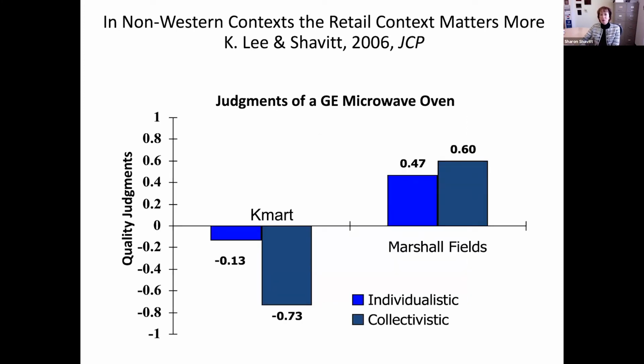And what we found is that when people were led to think in a collectivistic way, they connected the GE microwave to the reputation of the store, viewing the quality of the microwave as significantly higher when it was being sold at Marshall Field's than when they were told it was being sold at Kmart. Okay? That was not the case for individualistic consumers. These differences, though they look like differences, were actually not statistically significant. So if you look at the dull navy colored bars, you can see that for collectivistic consumers, the reputation of the store made a significant difference in how they viewed the products displayed inside.